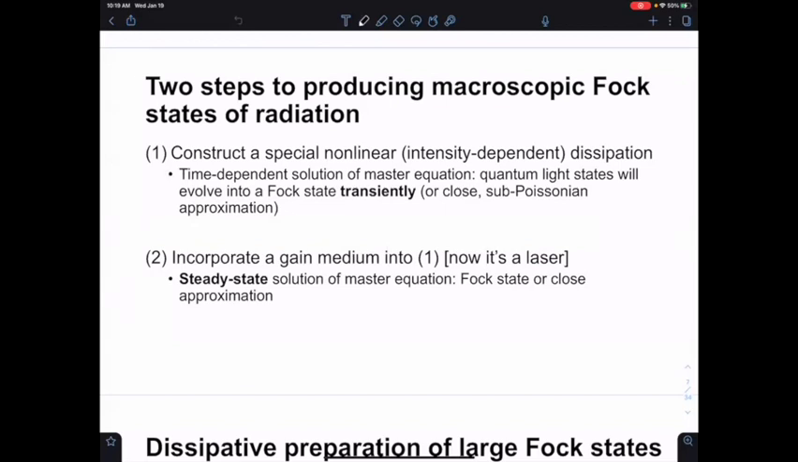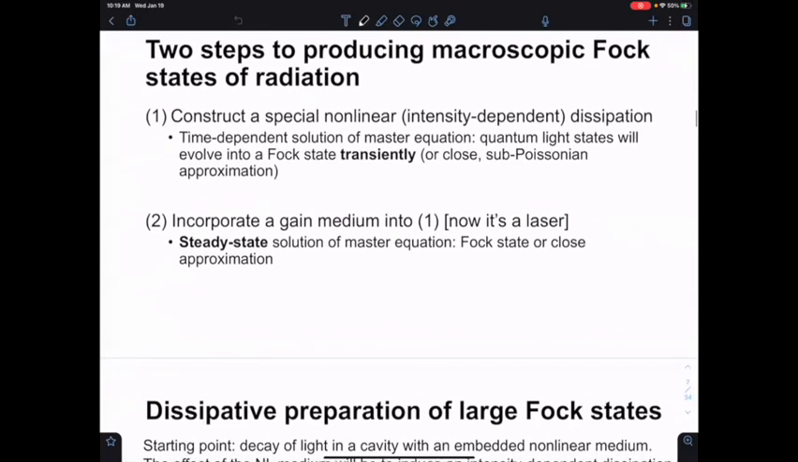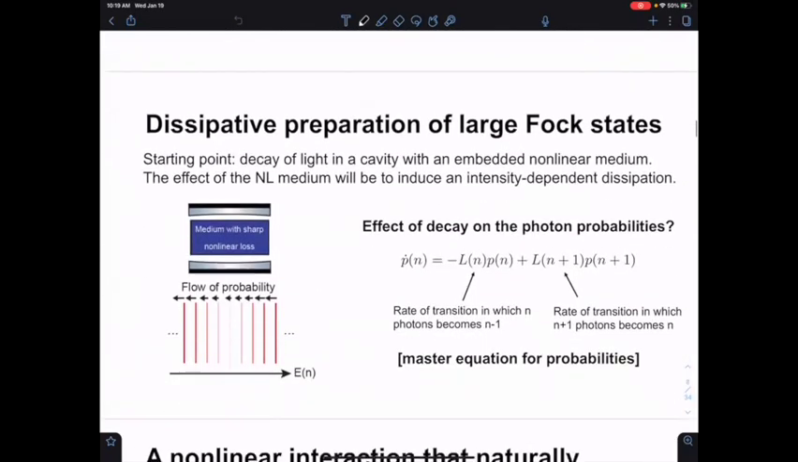In other words, we're going to think about constructing lasers that saturate not only due to gain saturation, but due to this new nonlinear dissipation mechanism. And we've been coining this kind of laser as the Fock laser because the steady state solution of the master equation becomes a Fock state or a close sub-Poissonian approximation thereof. So with that, now let's start by discussing step 1, which is this special nonlinear intensity-dependent dissipation.